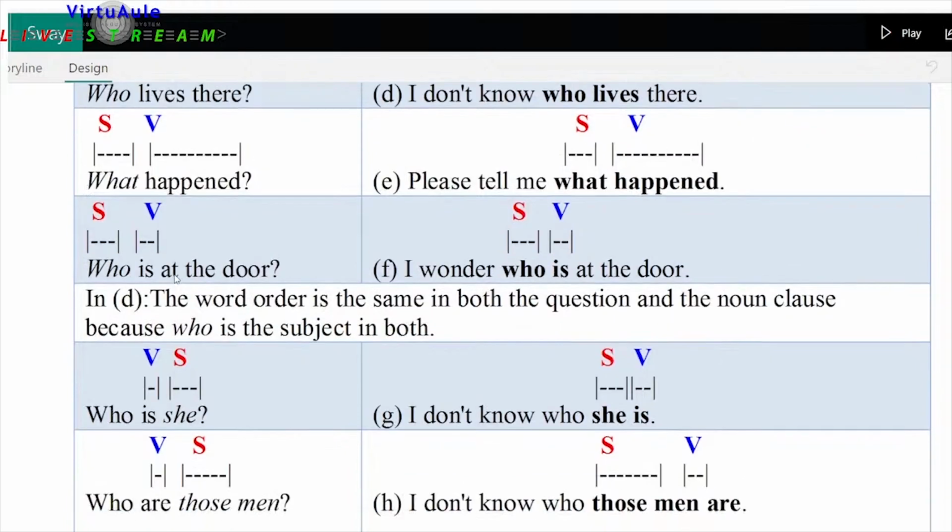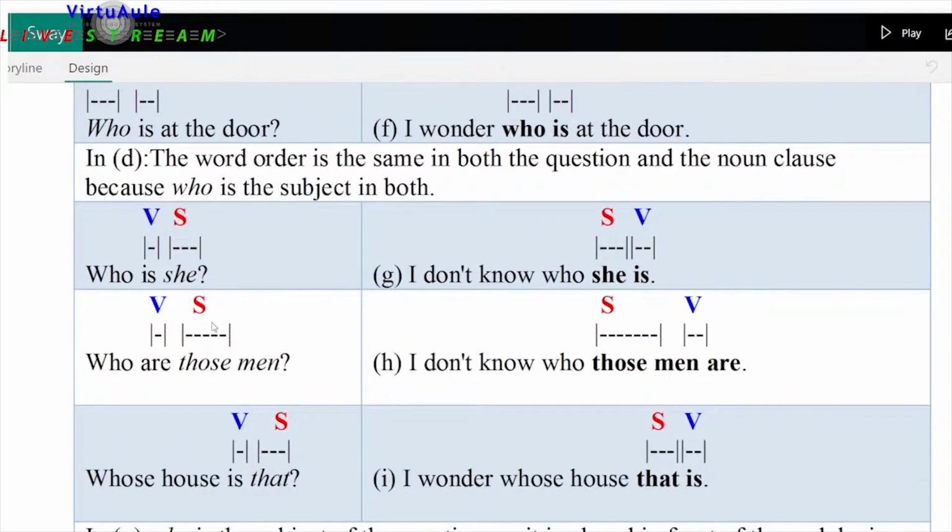So let's look at the normal. Who is she? Okay, now we have the verb, which is the verb to be, and we have the inversion between the subject and the verb. Who is she? So we have the verb before the subject. I don't know who she is. Look what happens. The subject goes back to the first position and the verb follows the subject, just like a normal affirmative. A normal, she is my neighbor. She is subject verb. So that's the order in the noun clause.